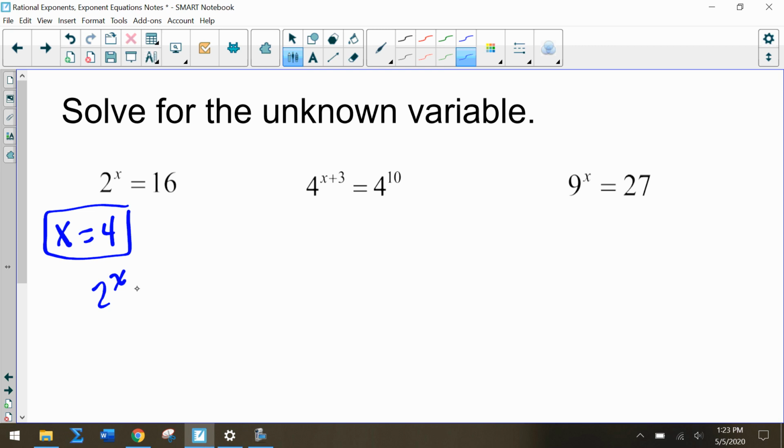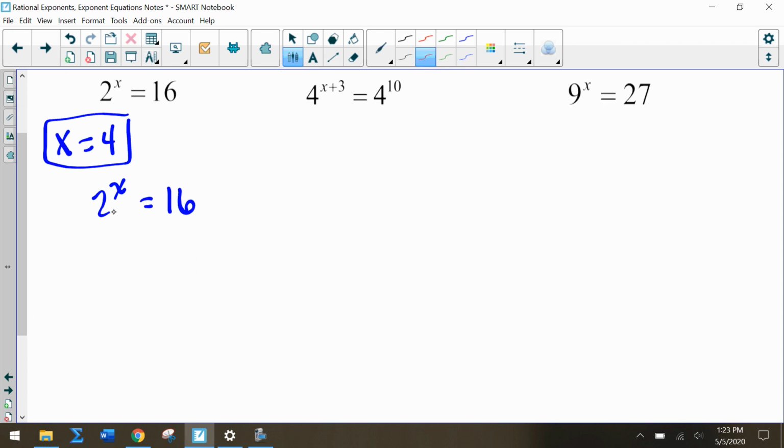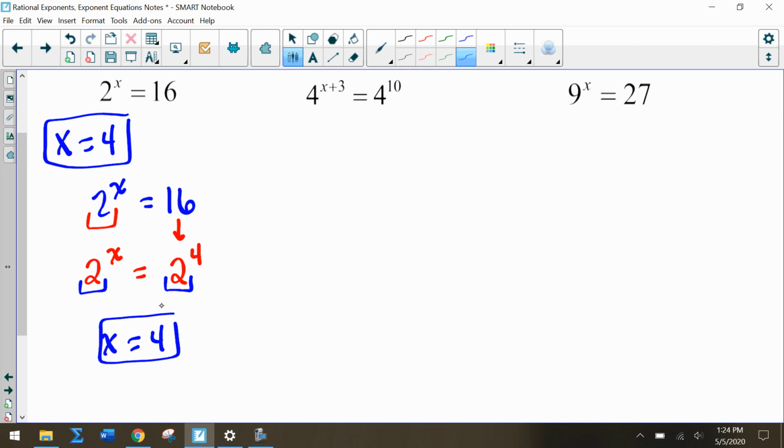But there's another way that we can figure this out. 16, okay, so let's look at the exponent here. We have x, and then our base is 2. So we have 2 to the x. How can we rewrite 16 that has a base of 2? So 16 can be rewritten as 2 to the 4th power. And once we notice that we have the same base, what can we do with those exponents? We can set them equal to each other, and we can solve.